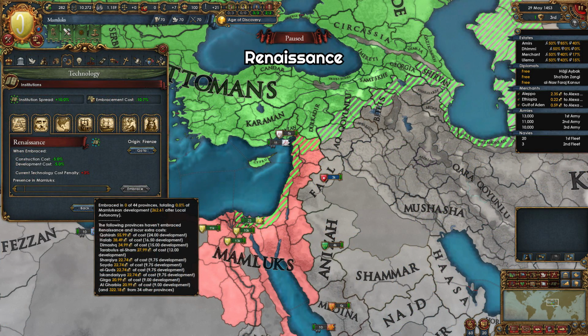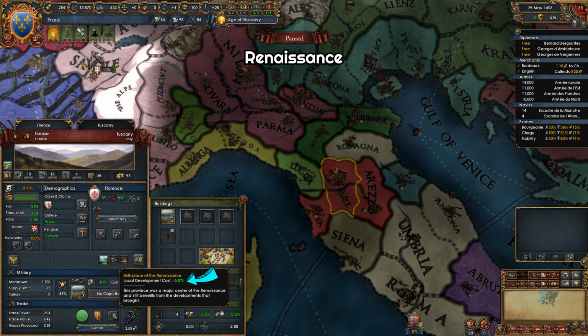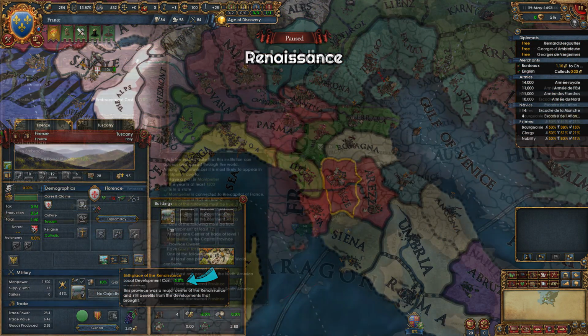If you're playing some other nation in Europe, or if you're not playing in Europe at all, it's just better to develop the institution, as it might take a long time for Renaissance to spread to you. And if you delay it for too long, you will fall behind on tech due to institution tech penalty. Embracing Renaissance gives you a permanent -5% dev cost and a -5% construction cost, which are both great modifiers. Also, the province which spawned Renaissance gets an additional local -5% dev modifier.